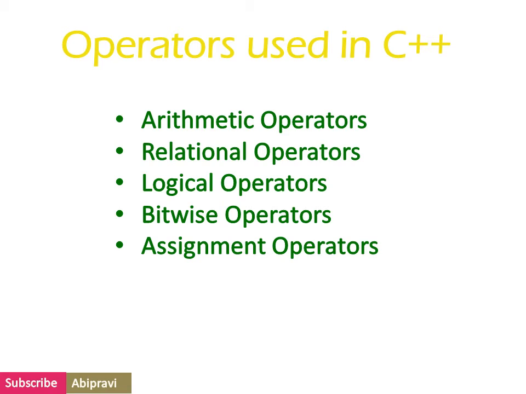Assignment operator. Assignment operator is used to assign a value to a variable which is on the left-hand side of an assignment statement. Conditional operator. In C++, there is only one conditional operator. This operator is a ternary operator.